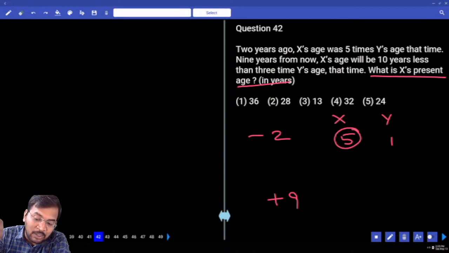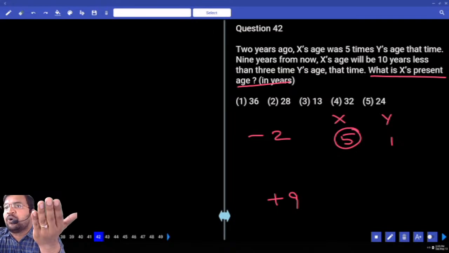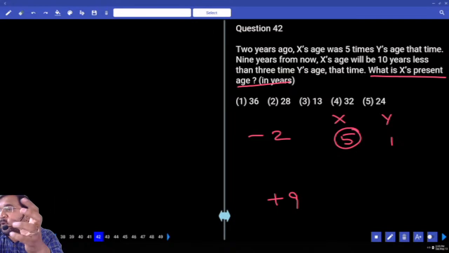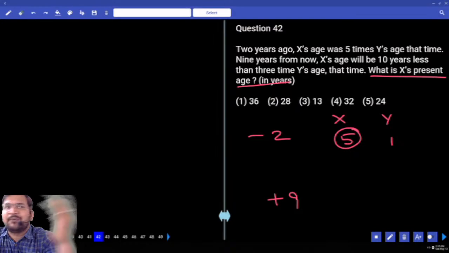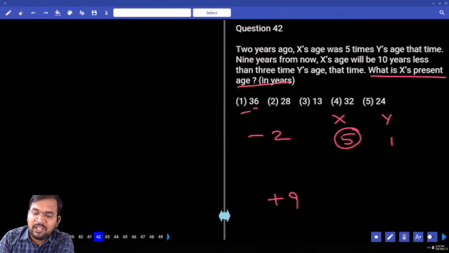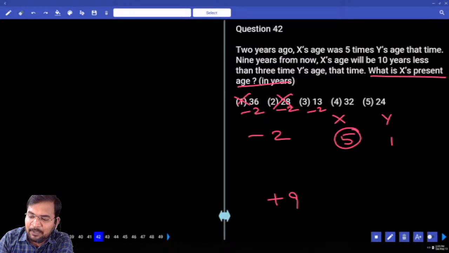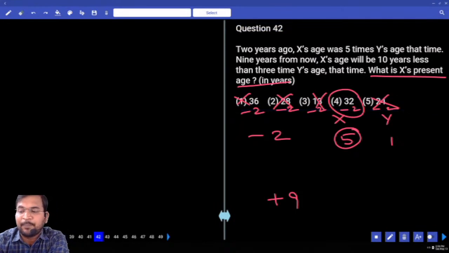If we subtract 2, then that should be a 5 multiple. Yes or not? These 5 parts is when 2 years ago. They are asking present, na? From present age, if we subtract 2 years, then we will get 2 years ago, na? Now subtract 2 from the option, that should be a 5 multiple. Is it possible? If you subtract 2 here, it is a 5 multiple. Therefore, present age of X is 32.